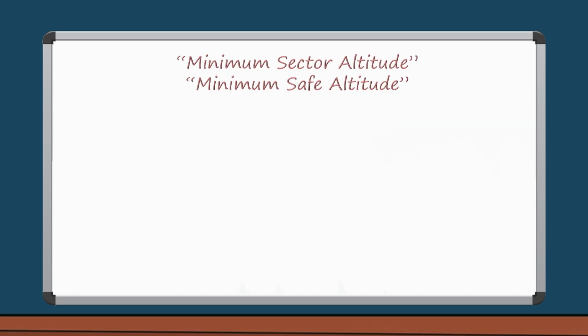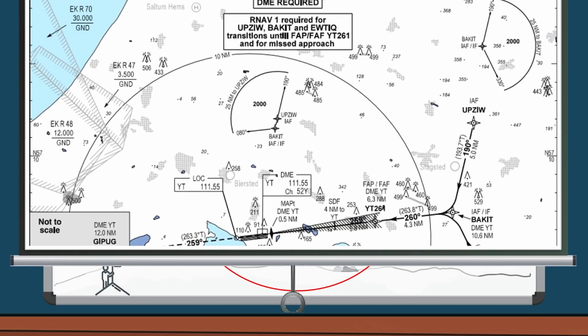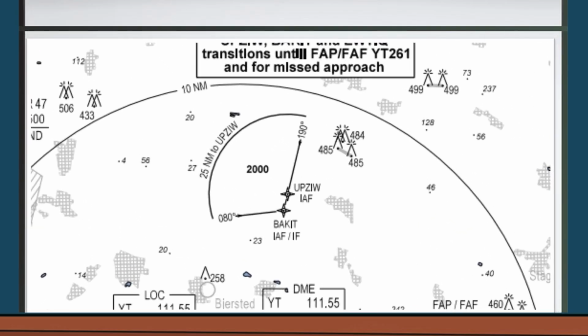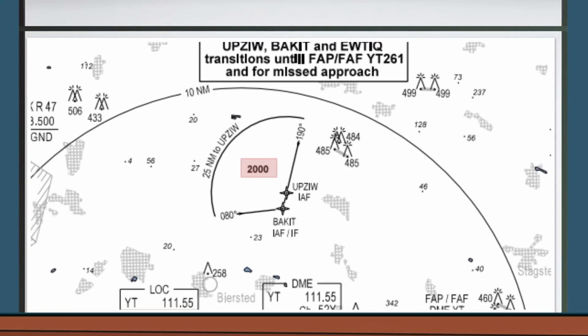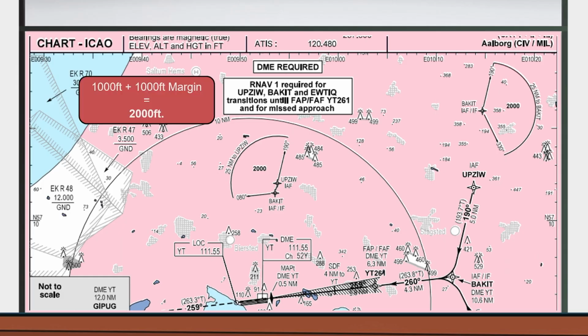So let's do some definitions here. MSA is used in a circle equal to 25 nautical miles around the airport, showing an altitude which gives you 1,000 feet clearance to all terrain and obstacles. Here in Aalborg, the MSA is written as 2,000 feet. This is because terrain is rising to a maximum of 1,000 feet, and with an additional 1,000 feet of margin, it means that 2,000 is the minimum sector altitude.